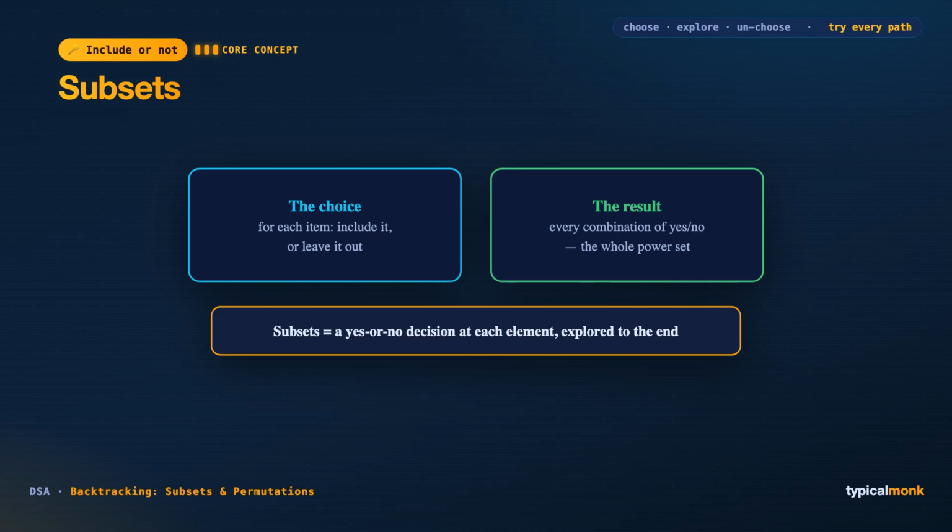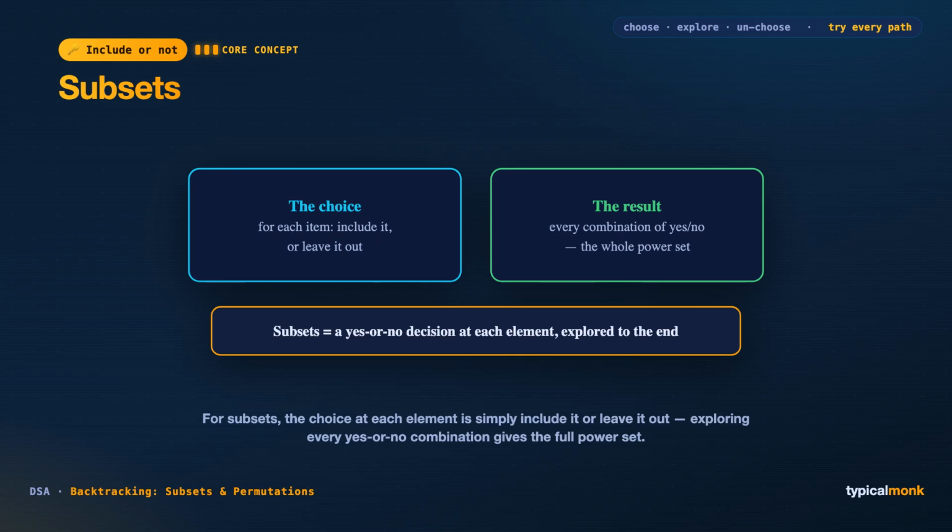The decision tree here is a clean binary tree, two branches at every level, one for include and one for exclude, and one level per item. A set of 3 items gives a tree with 8 leaves, the 8 subsets from the empty set to the full set. That is why a set of n items always has 2 to the n subsets, n binary choices multiplied together.